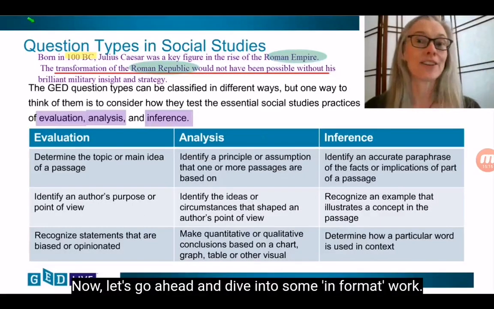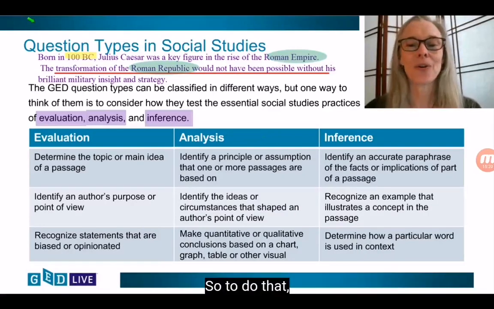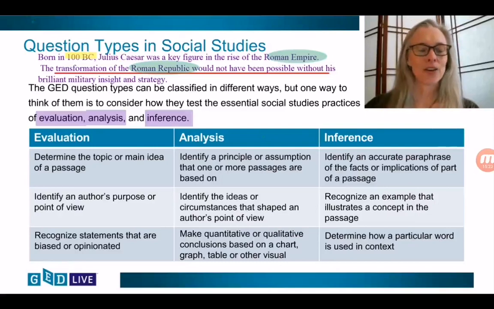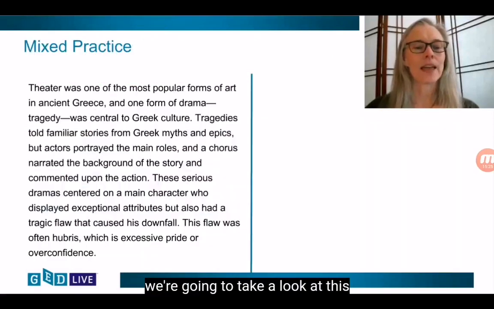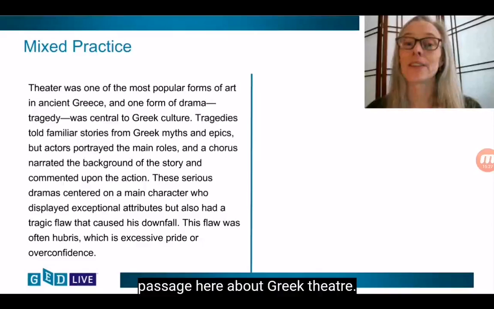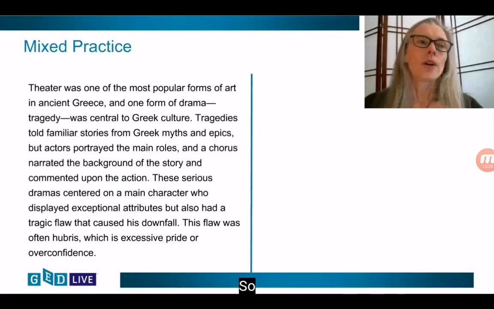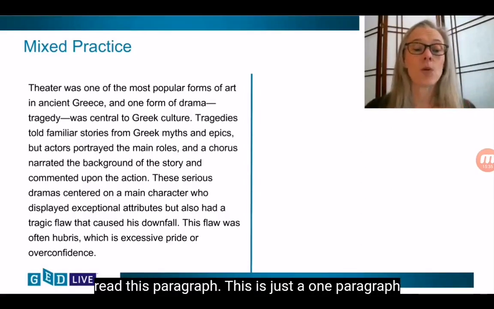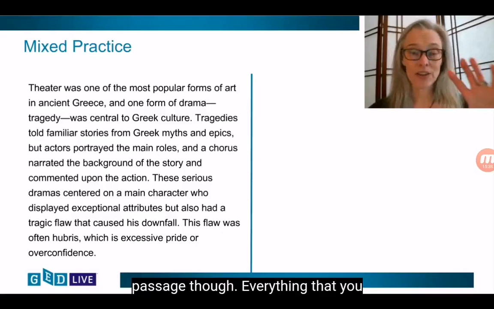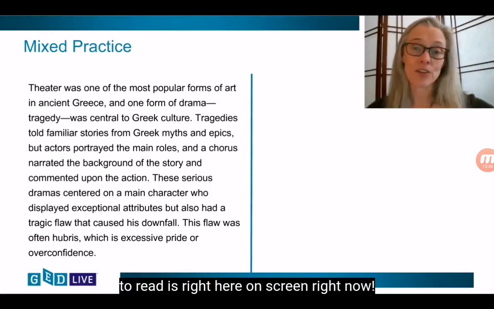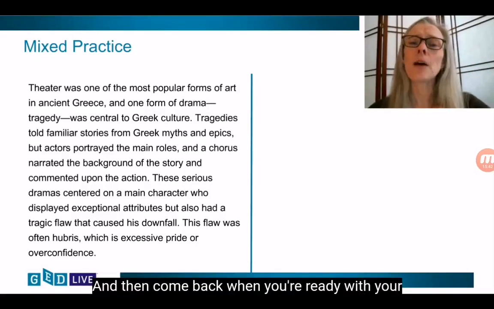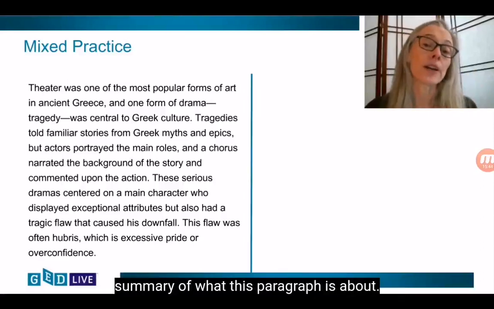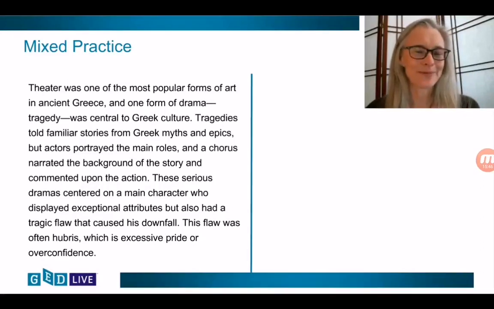Now let's go ahead and dive into some in-format work. So to do that, we're going to take a look at this passage here about Greek theater. So take a minute, pause the video, and go ahead and read this paragraph. This is just a one paragraph passage. So everything you have to read is right here on screen right now. And then come back when you're ready with your summary of what this paragraph is about.